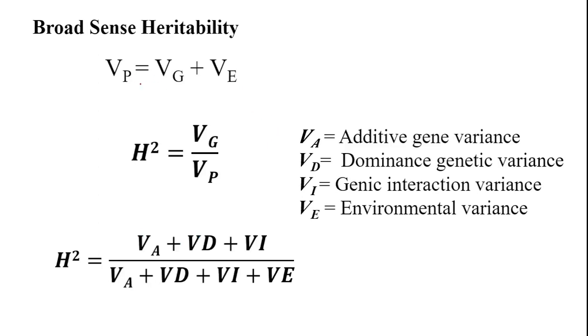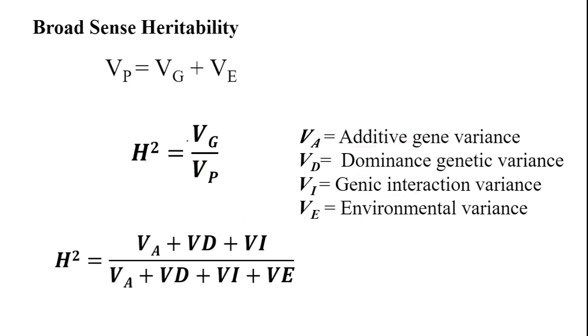Here, we need to proceed with further elaboration of this formula. H square value is equal to Vg divided by Vp. Vg is further elaborated. Genotypic variation is a cumulative effect of additive gene variation, dominant gene variation, and genic interaction. Whereas phenotypic variation is the cumulative effect of additive, dominant, genic interaction as well as environmental interaction.